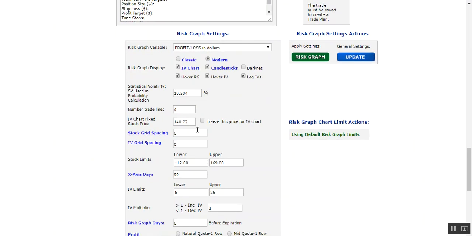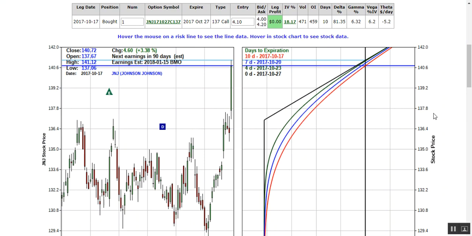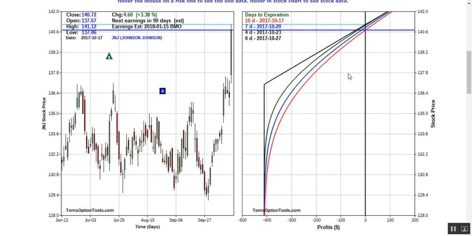So down under the risk graph settings we go. Lower limit, 128. Upper limit, 142. Click on the green risk graph, and it will refresh the page, and it will have that profit and loss portion zoomed in as you see right here on the upper right hand side.